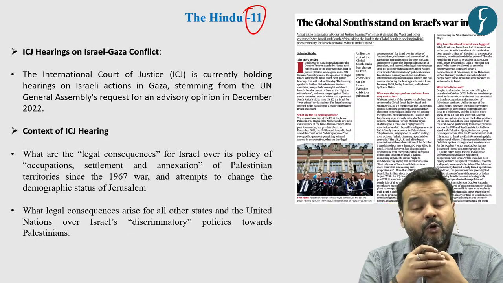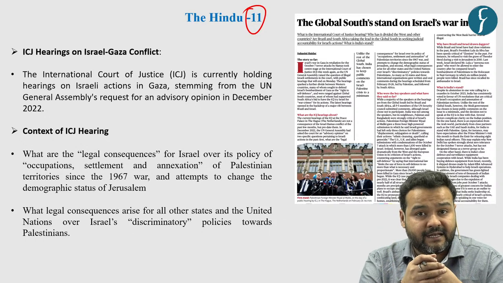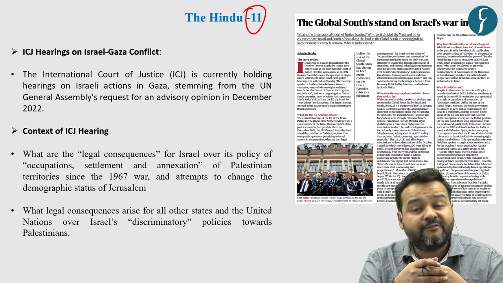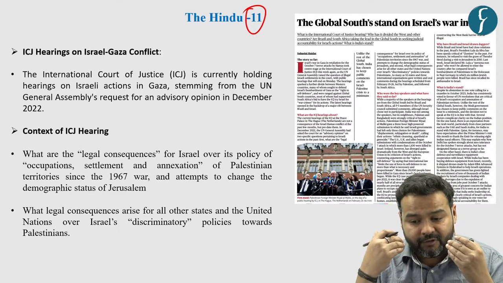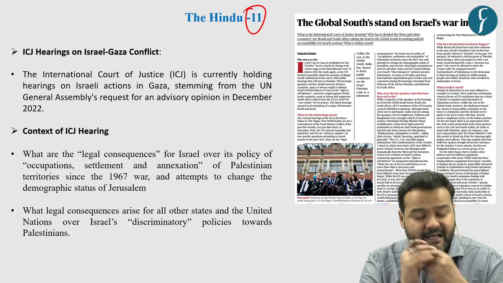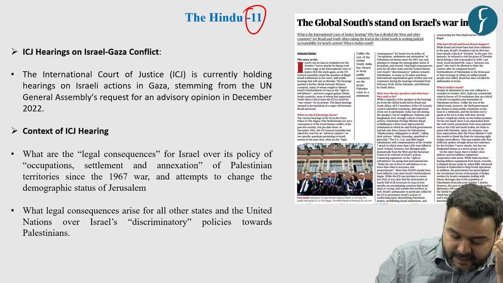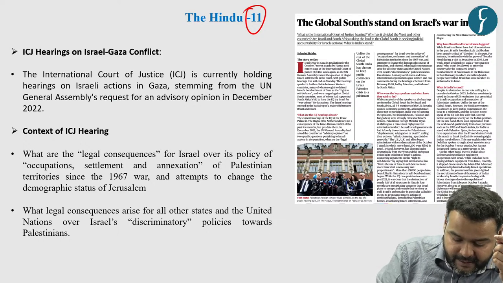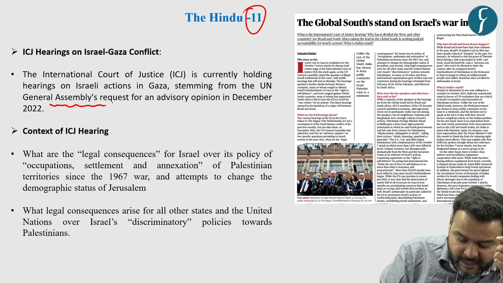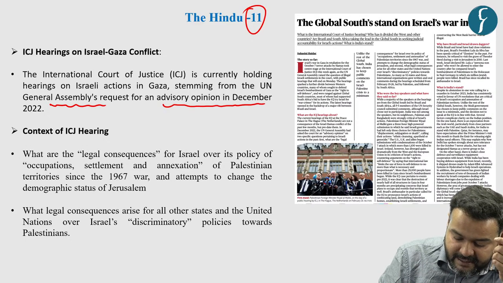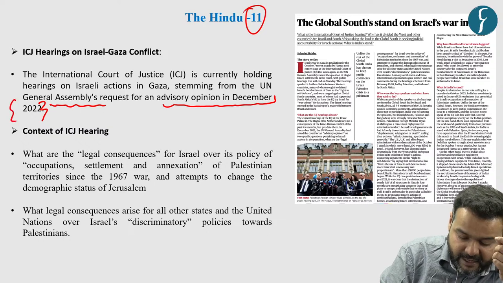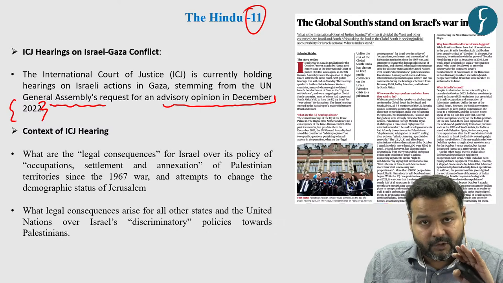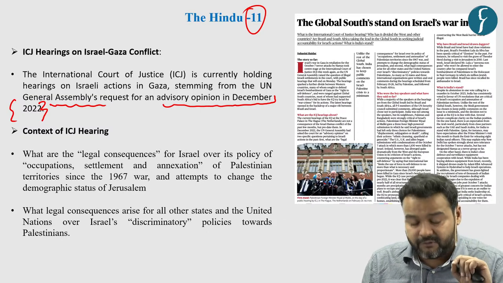And now the Global South, and surprisingly Brazil and South Africa, came out as heavy, strong critics of Israel's action in Gaza. So what is it about? There are two questions. First, let us see that this issue is the General Assembly's request for an advisory opinion which it gave in 2022. So this is not about a recent issue. What are the questions in front of the ICJ?